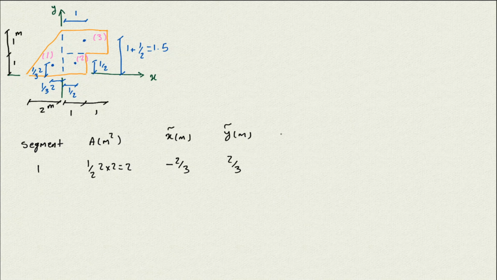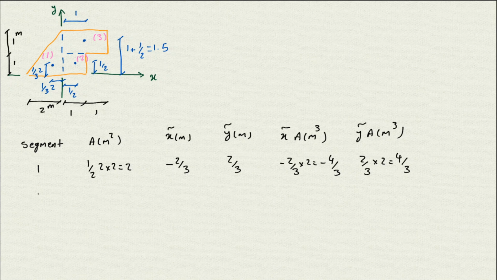And then we will multiply these two columns by each other, and the unit would be meter cubed. Remember, that unit comes as a result of multiplying these two together. So that is going to be negative 2/3 times 2, which is negative 4/3, and then the same for the y direction. It's going to be 2/3 times 2, which is 4/3.